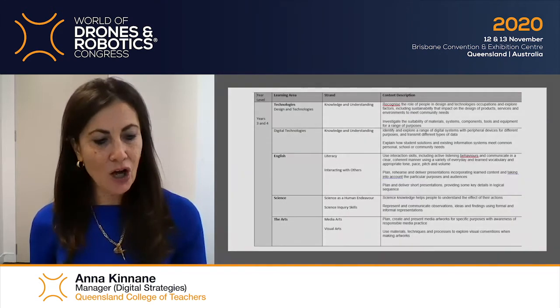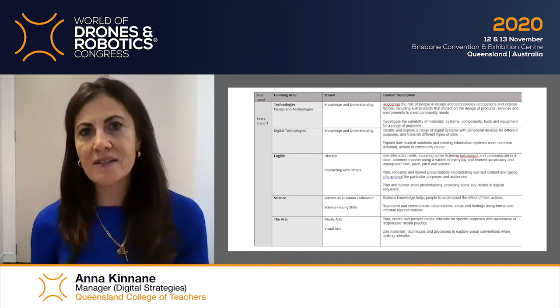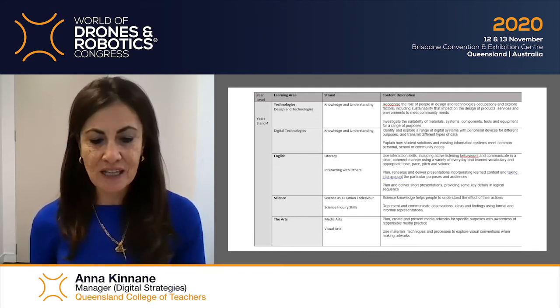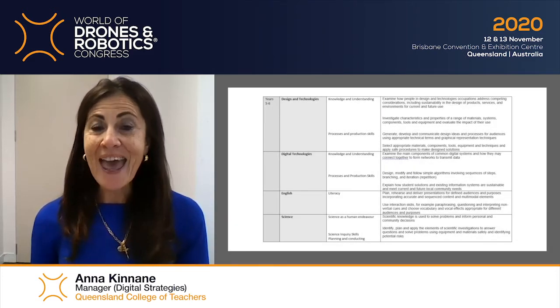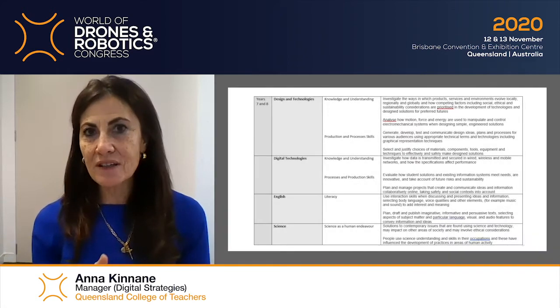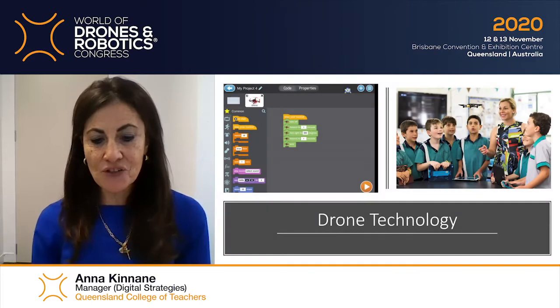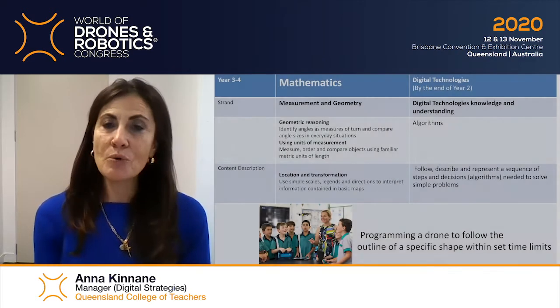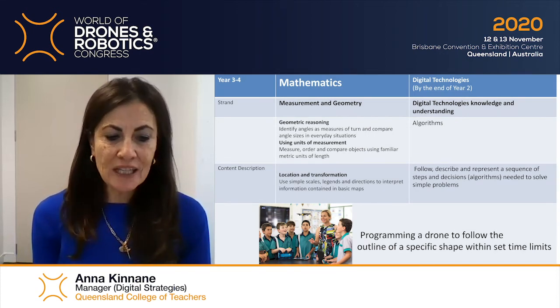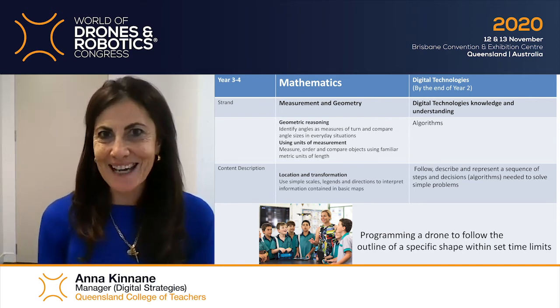Now, this particular slide is just one that demonstrates an alignment to mathematics. And this is a Year 4 example. As you can see, we're looking at the mathematics strand of measurement and geometry, and a nice alignment with the digital technologies curriculum in that algorithm concept. And here we've got students programming a drone to follow the outline of a specific shape within a set time limit. And we're looking at the mathematics curriculum using simple scales, legends, directions to interpret information contained in basic maps.